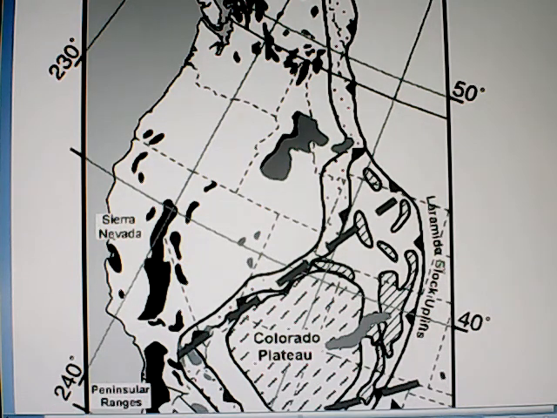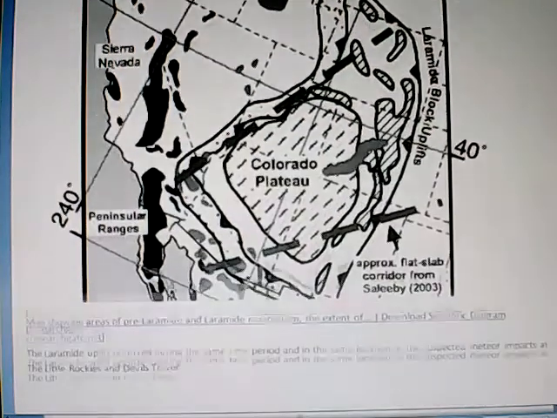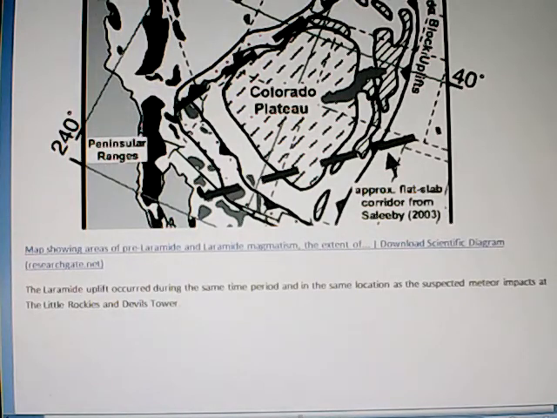And this is the Laramide disturbance, which is an out-of-place fault line that occurred during the same time period as the meteor impacts.